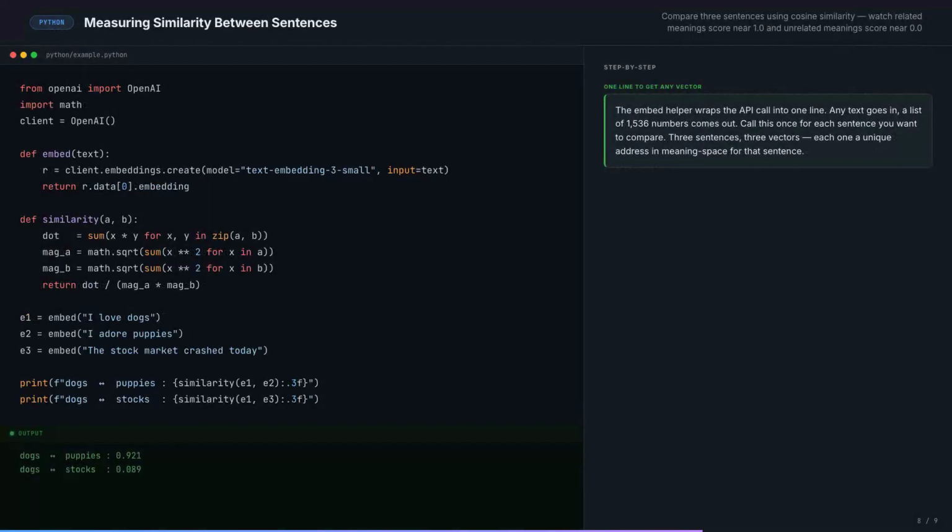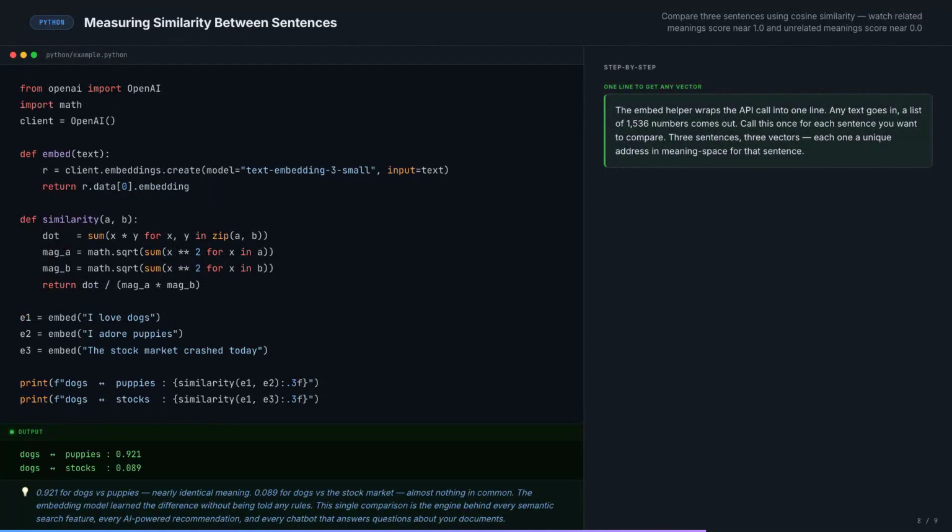Now let us measure meaning with a number. The embed helper wraps the API call so that it is one line to get any vector, any text in, 1536 numbers out. We call it 3 times, once for "I love dogs", once for "I adore puppies", once for "the stock market crashed today". 3 sentences, 3 vectors, each a unique address in meaning space.